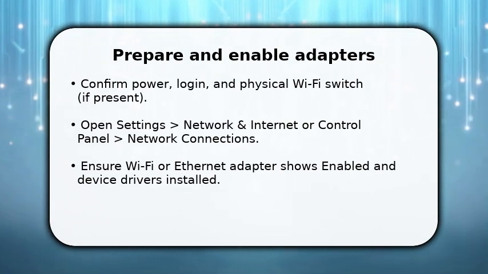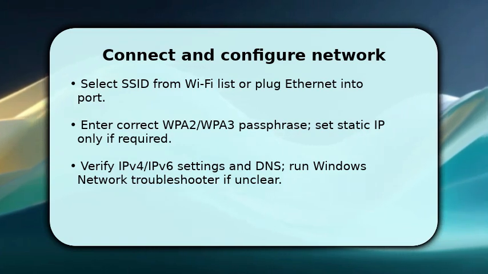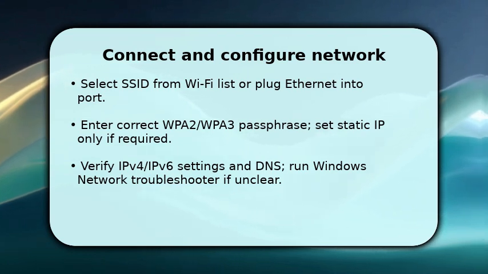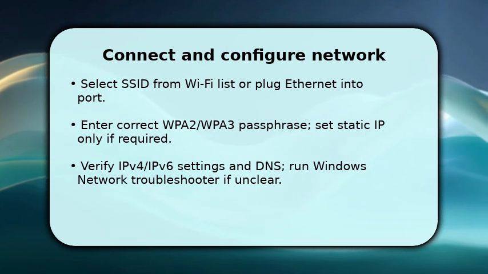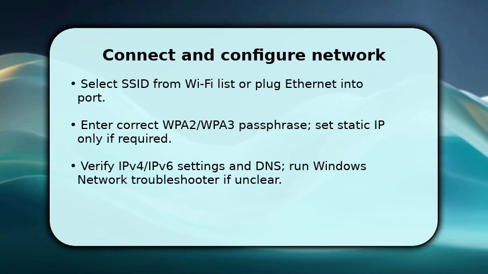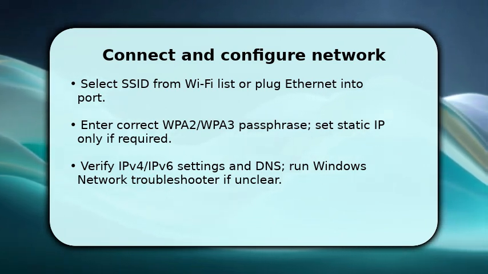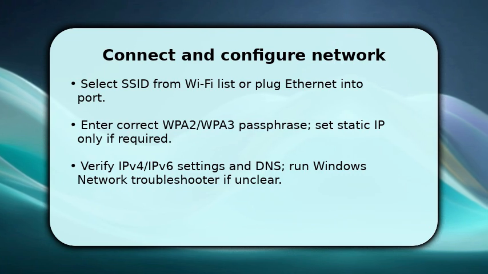Next, choose your connection. Pick the SSID from the Wi-Fi list or insert an Ethernet cable into the LAN port for a wired link. You'll be prompted for the WPA2 or WPA3 passphrase. Type it carefully because one wrong character blocks access. If your environment needs a static IP, input the address, gateway, subnet mask, and DNS, otherwise leave DHCP enabled.